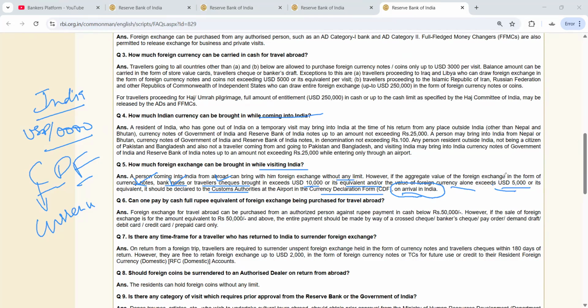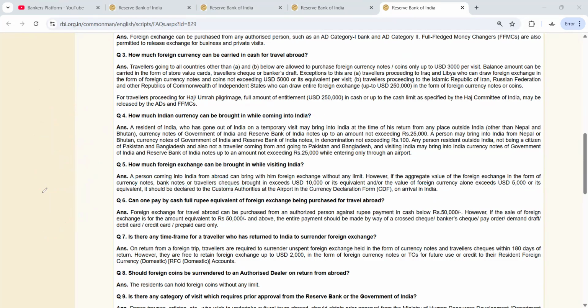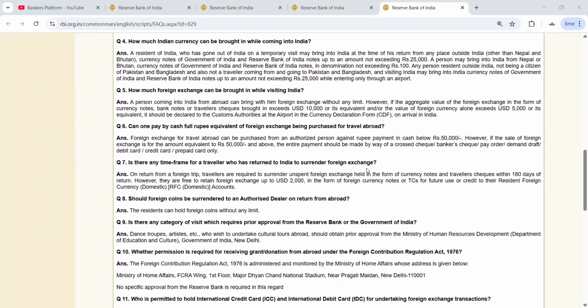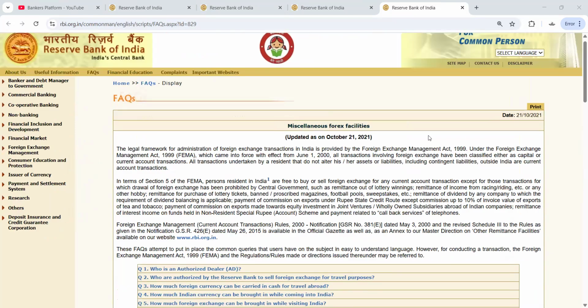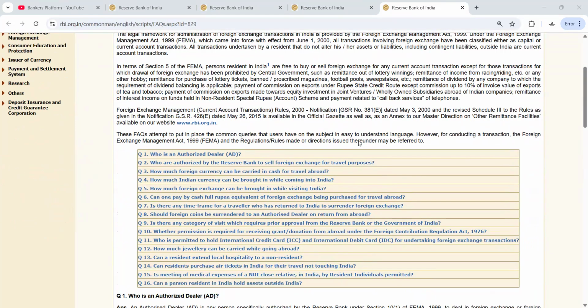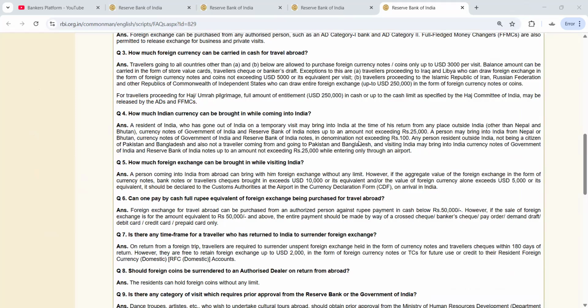Okay, then it is required. And they can get any amount. This question is also asked. Whatever we are discussing, these all are very important. So I have directly taken this from the RBI website so that there will be no confusion about whether this data is correct or that data is correct. So from here, we can understand. And this is updated on 21st October 21. So this is the updated version of this. So it is very helpful for you.